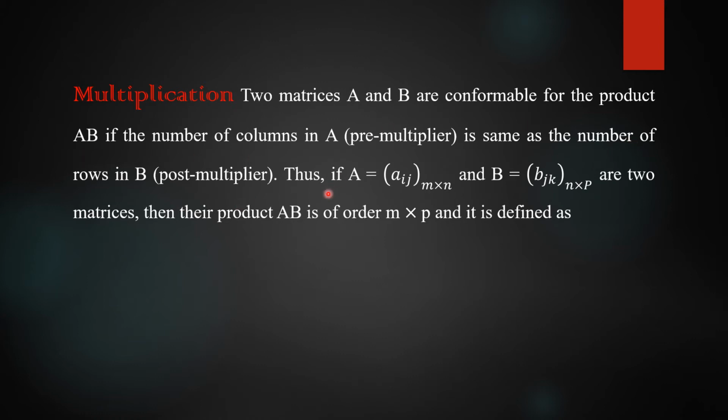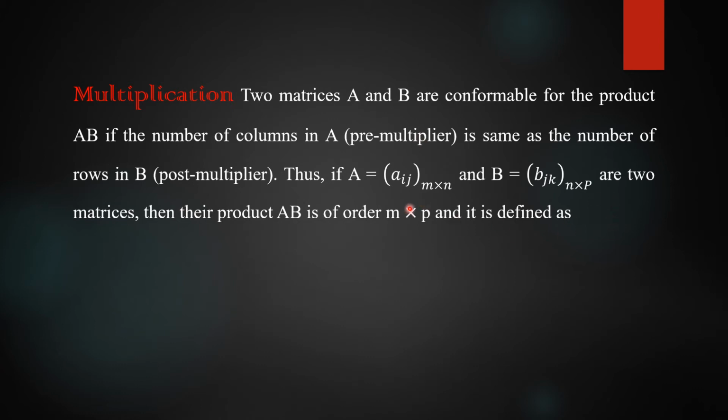So thus if A is equal to Aij m by n, what is the column number of the matrix A? The column number of the matrix A is n, and the row number of the matrix B is n. You see, this is the row number and this is the column number. The first matrix column number and second matrix row number are equal, meaning you can find AB. In this one you cannot find BA, because if you want to find BA, then B will be the first matrix, so the column number is P, and A is the second matrix and the row number is m.